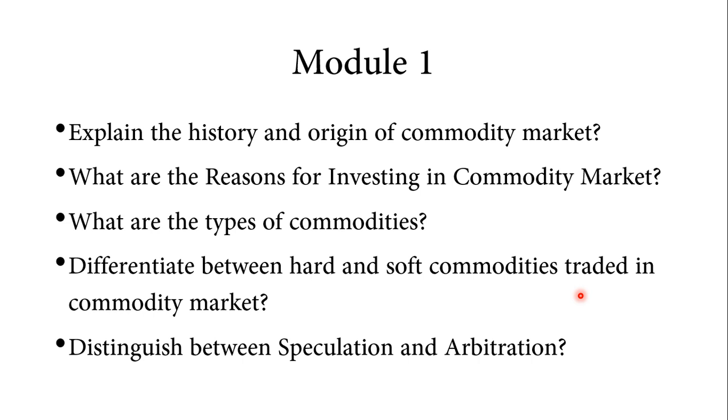Okay, the last category of topics under module 1: explain the history and origin of the commodity market. Next, what are the reasons for investing in the commodity market. Third, what are the types of commodities. Next, difference between hard and soft commodity trading in the commodity market, and distinguish between speculation and arbitrage. Again, very important topics. These are the last set of questions that you need to cover under module 1. You can go through it once.